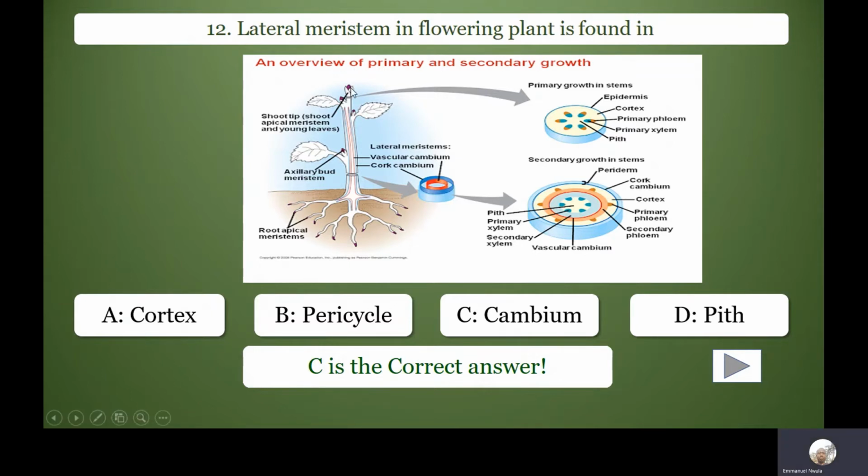The ones found at the tip of the shoot and root are called apical meristems. They cause what we call primary growth, vertical growth of the plant. But the ones that cause horizontal growth in width are called lateral meristems. This includes the vascular cambium and the cork cambium. So the lateral meristem is found in the cambium.